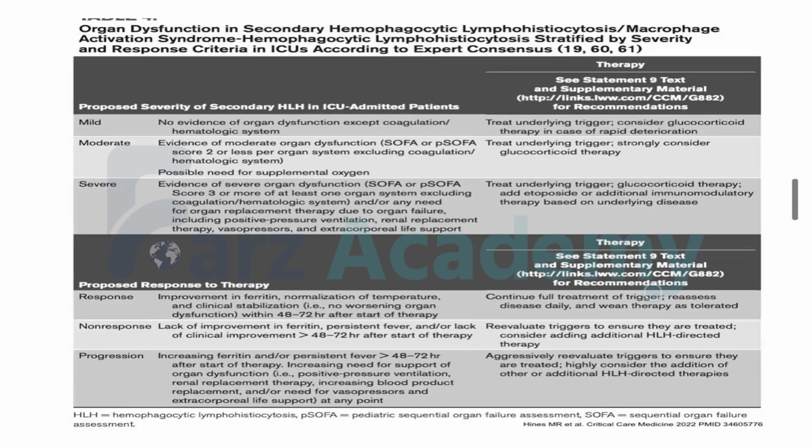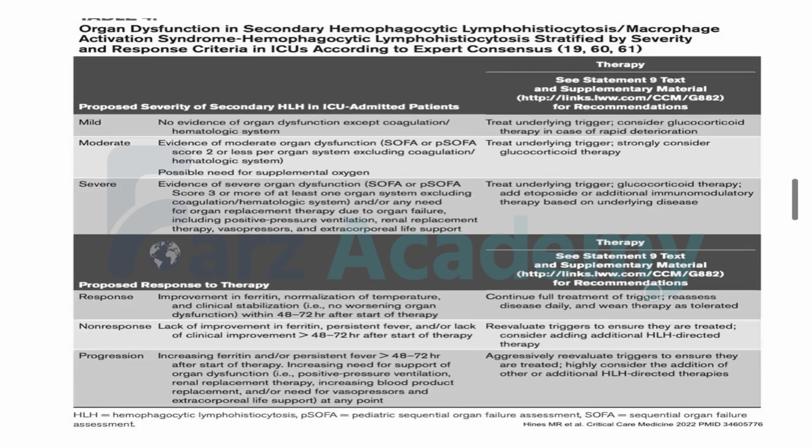Then continue full treatment of the trigger, reassess the disease condition daily, and wean the therapy, whatever steroids or immunosuppressants you are giving, as per tolerance if the patient is responding. If the patient is not responding, meaning there is no improvement in ferritin levels, they are persistently high, and fever is persistent despite 2 to 3 days of steroid or immunosuppressants, then reevaluate the triggers, whether some other cause is also causing HLH, and consider adding additional HLH directed therapy.